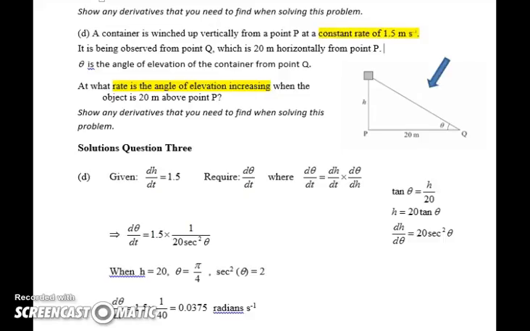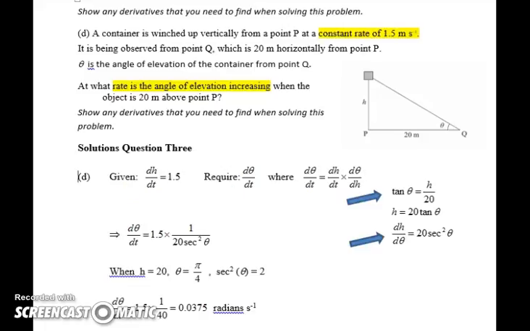Question 3d, we're trying to put these three bits together. There's a change in h at a constant rate of 1.5. We need to find the angle of elevation, and I've got my triangle over here. So I start by writing what I'm given, dh dt equals 1.5, and what I require, d theta dt. And those two are linked by the chain rule, d theta dt equals dh dt times d theta dh.